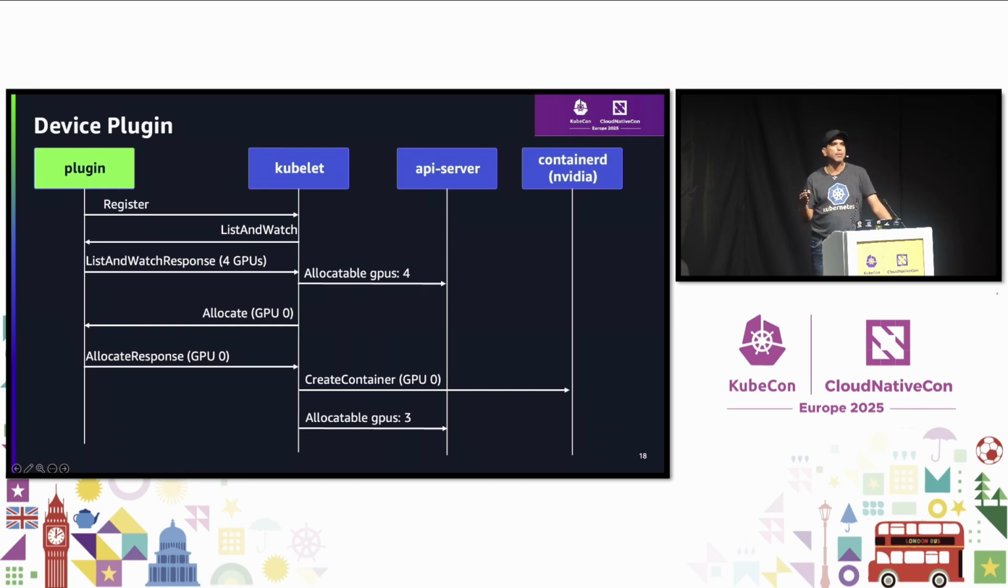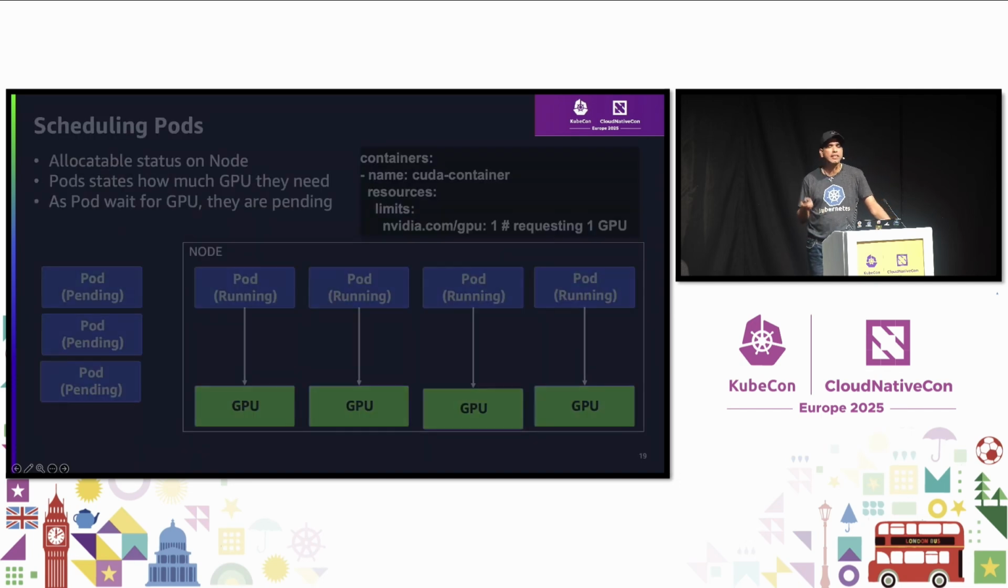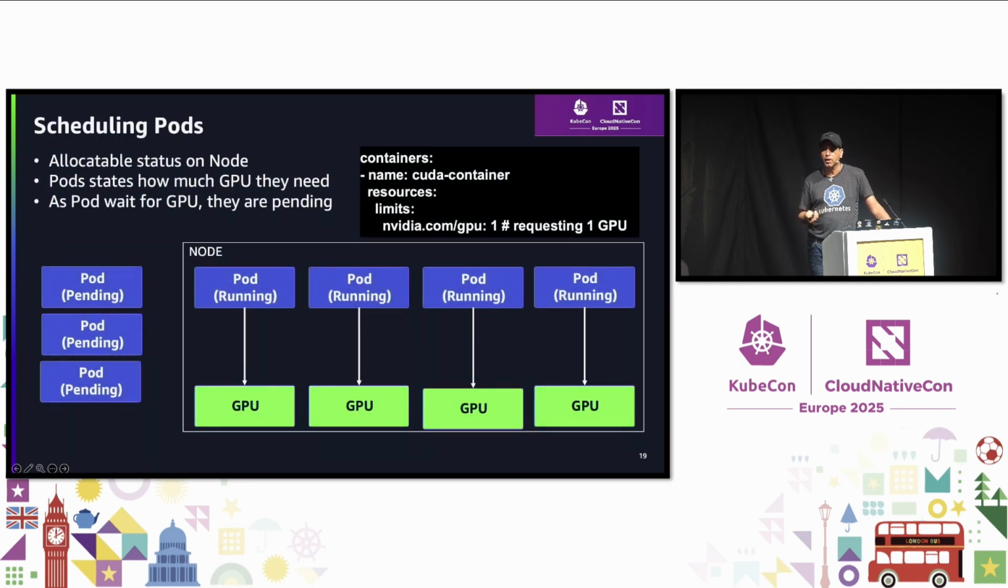The kubelet goes back to the API server and says, a GPU is allocated. Maybe you have 4 from the 4 that you started. Now you have 3. When the kubelet starts the container, it knows that it needs to start the container with the NVIDIA runtime if that's the default. If not, you can put it into the pod spec. So that's the integration with the device plugin.